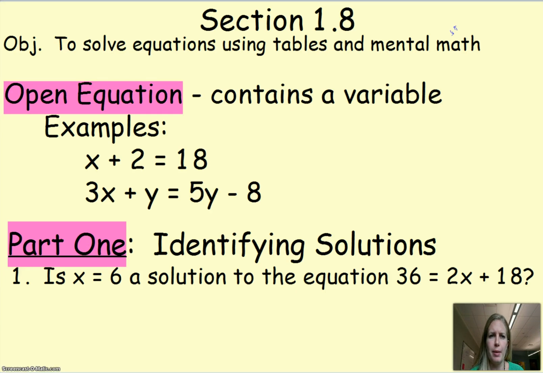You just need to write that at the top of your paper, which will be solving equations using tables and mental math. So first you need to know what an equation is and the difference between them. One is called an open equation and it contains a variable, and I wrote some examples down for you. It just means that there could be an answer, or we don't know the answer. That's what open means.